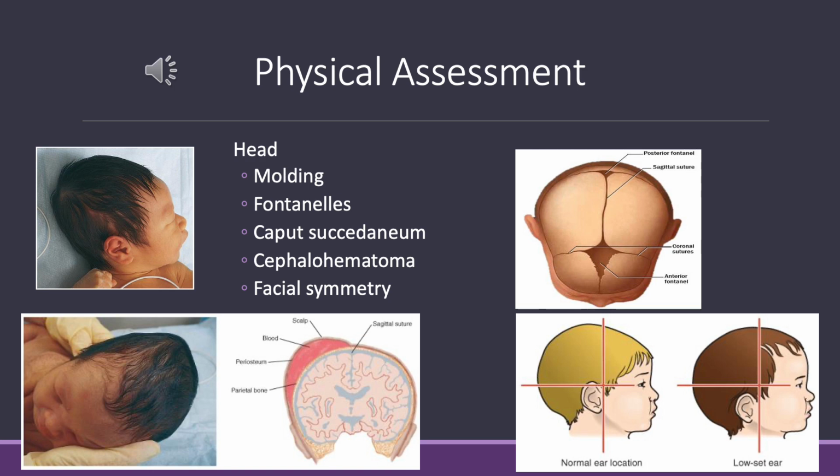The fontanelles are where the sutures of the head meet anteriorly and posteriorly. If the molding isn't too severe, you should be able to palpate both the anterior and posterior fontanelle. The anterior fontanelle is diamond-shaped, while the posterior fontanelle is triangular. They should both feel full. Any sunken or depressed fontanelles could indicate dehydration.